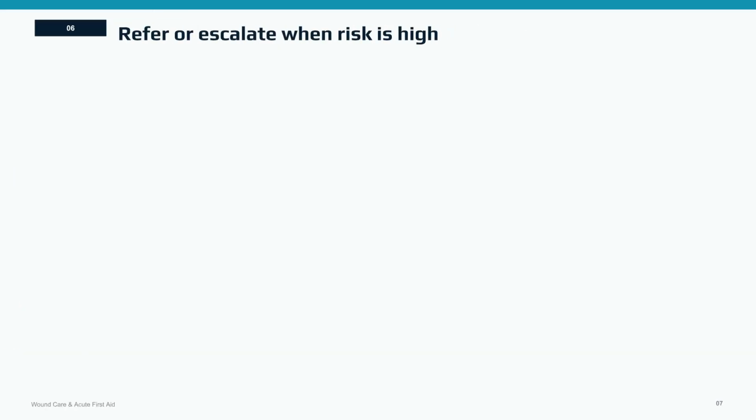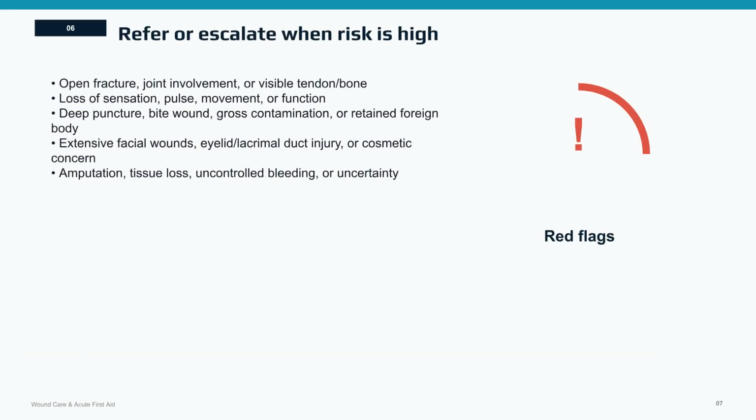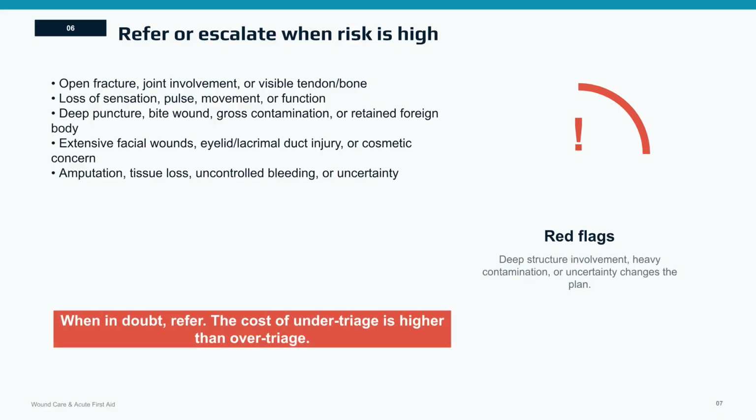Refer or escalate care when risk is high. Red flags include open fractures, joint involvement, visible tendon, loss of function, deep punctures, bite wounds, and uncontrolled bleeding. When in doubt, refer. The cost of under-triage is always higher than over-triage.